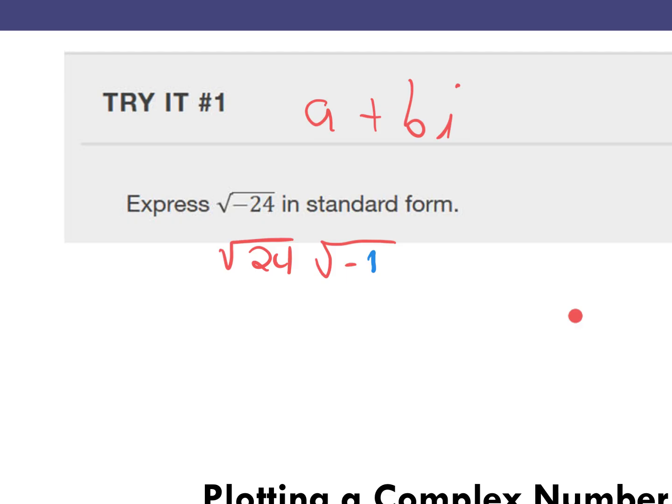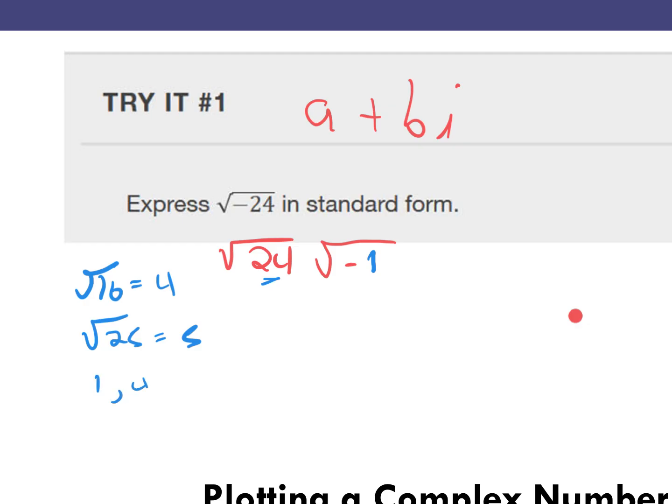Now, how do I know that? Square root of 16 is 4. Square root of 25 is 5. 24 is in the middle of 16 and 25, and I happen to know my perfect square roots. If I list them all, see how good we can do.